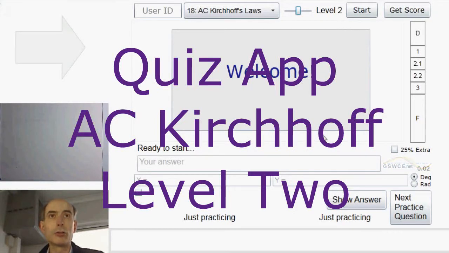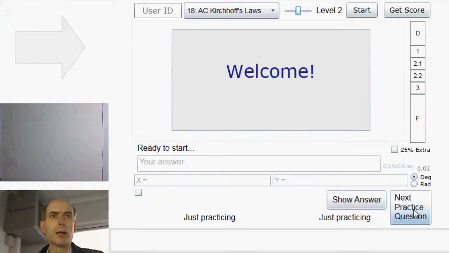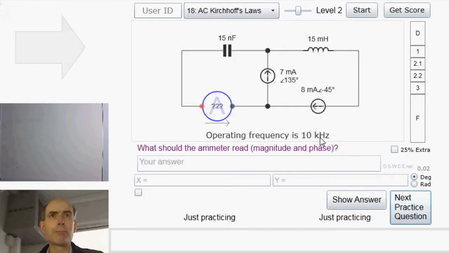Hello, Kirchhoff's law for AC circuits, level 2. And about the only difference between level 1 and level 2 is that at level 2 you have to pay a bit more attention to the direction of the arrow on the ammeter or the voltmeter. In this case we have 8 milliamps at minus 45 degrees flowing in this way, 7 milliamps at 135 degrees flowing out this way, and an unknown current flowing in there.